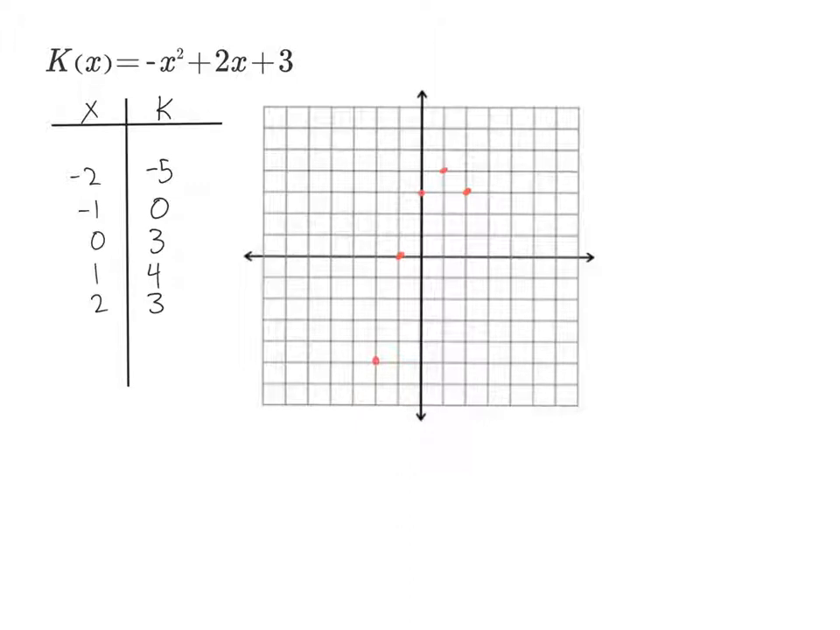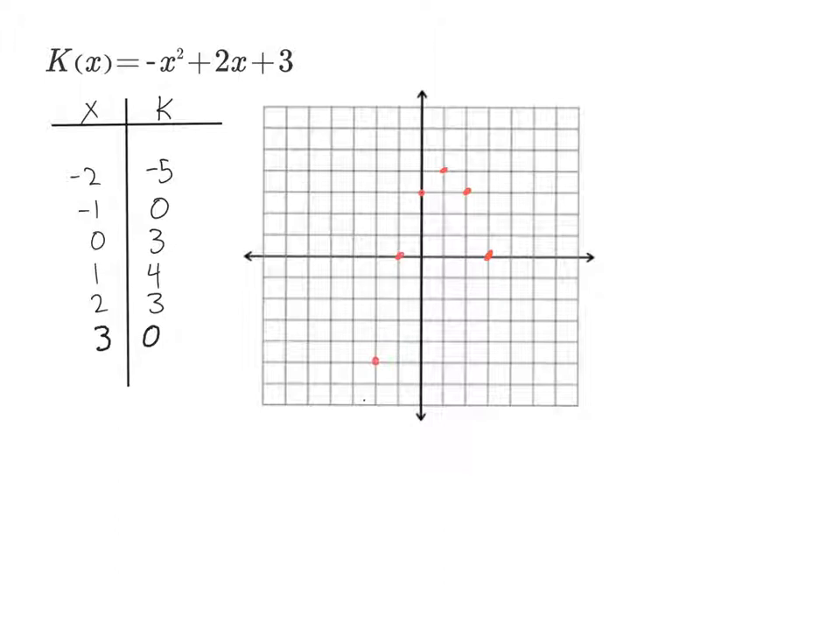we need more information. So I know what everything looks like over here. I want to know what it's going to look like over here on this end. So I'm going to pick more x values that are bigger than 2. So I'm going to try a 3. Plug in a 3. K of 3 equals negative 3 squared plus 2 times 3 plus 3. And you end up getting negative 9 plus 6 plus 3, which ends up being 0. So a 0 goes here. I plot that.